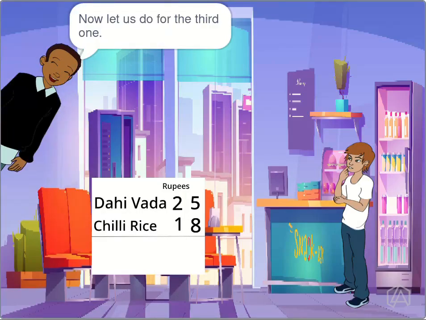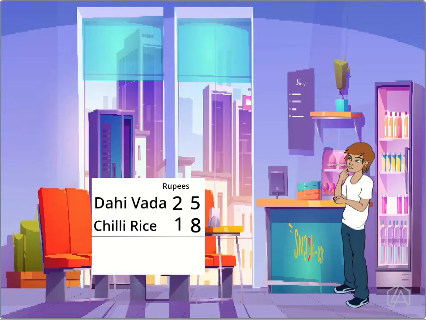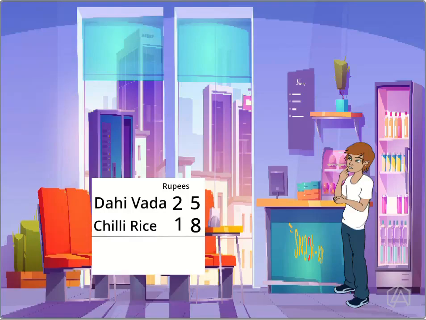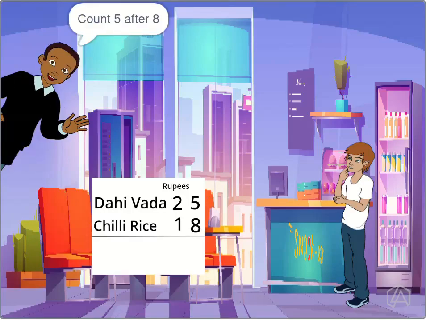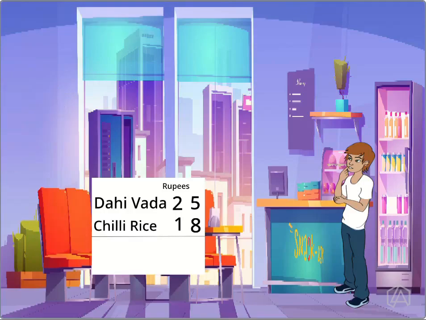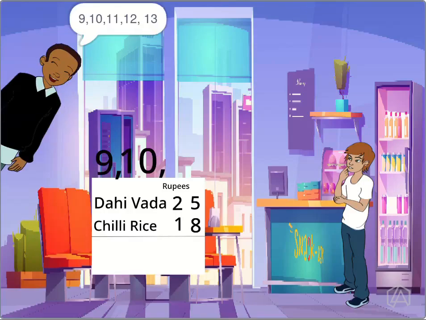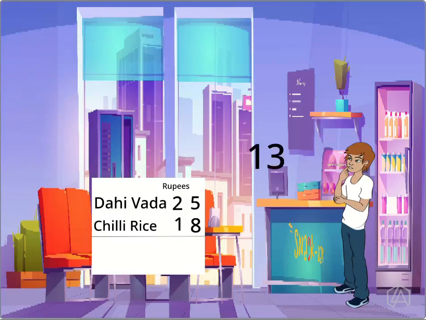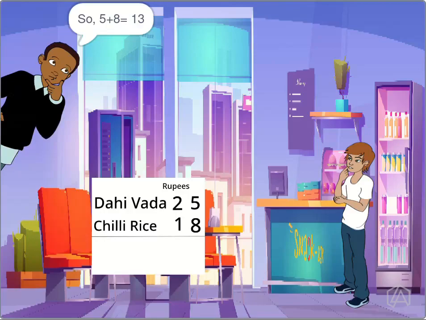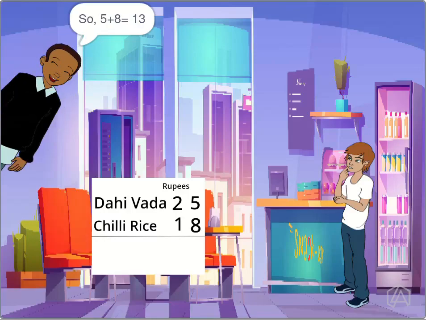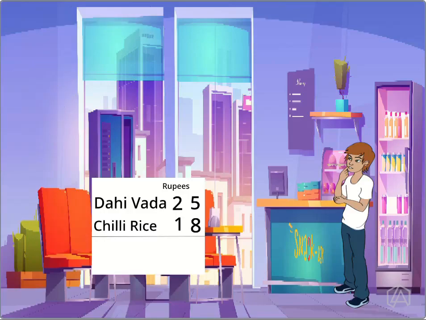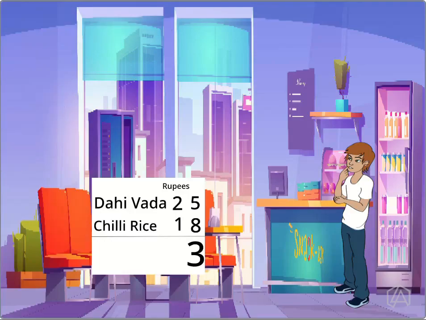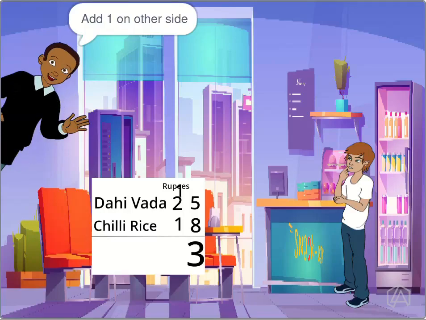Now let's do the third one. Add the numbers 5 and 8. Count 5 after 8. 9, 10, 11, 12, 13. So 5 plus 8 is equal to 13. Write number 3 and 1 on the other side.